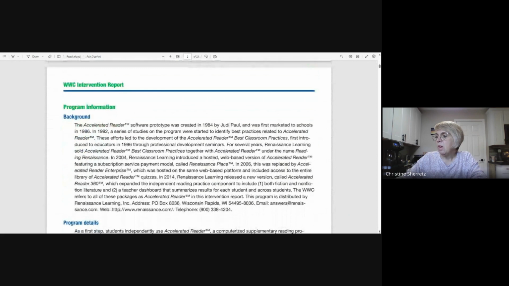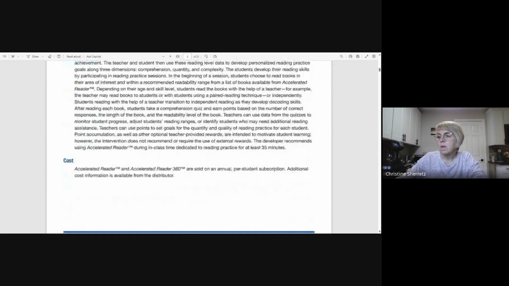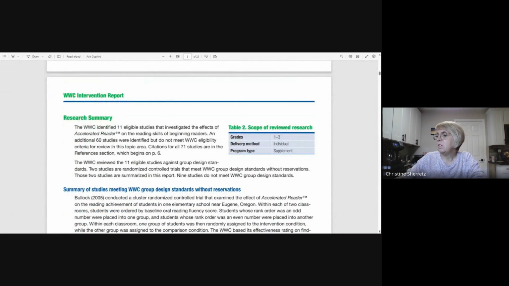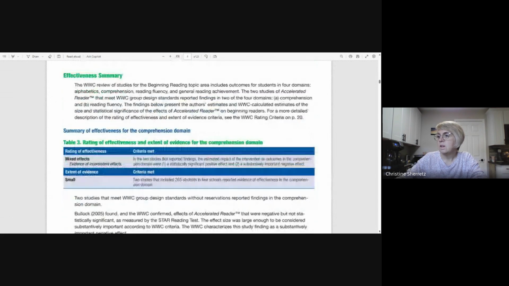Gives you the background of Accelerated Reader. It gives you the program details, the cost. You can see the delivery method and the summary of studies. And then it has more information. So the first one, it had mixed effects.